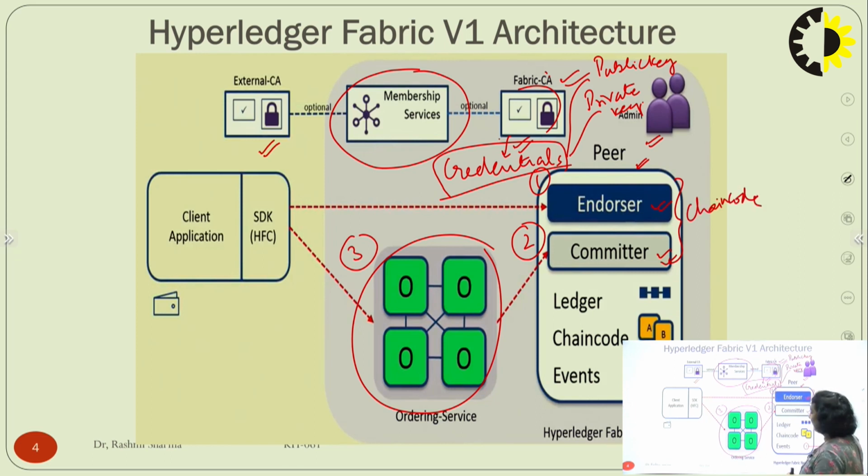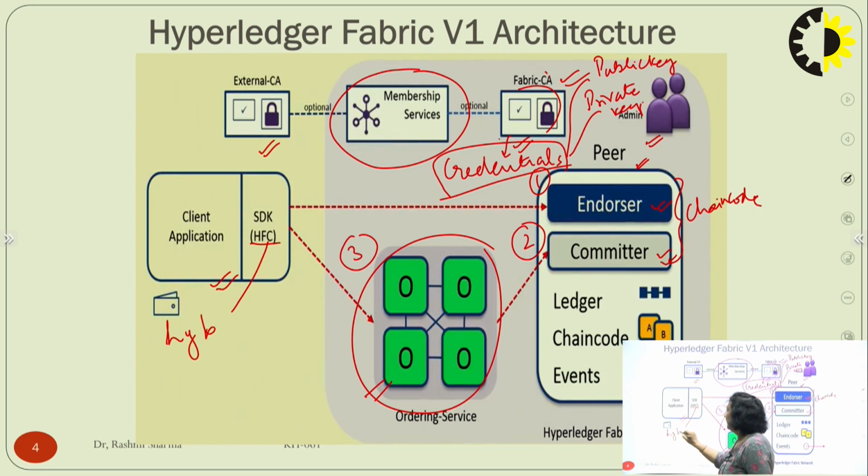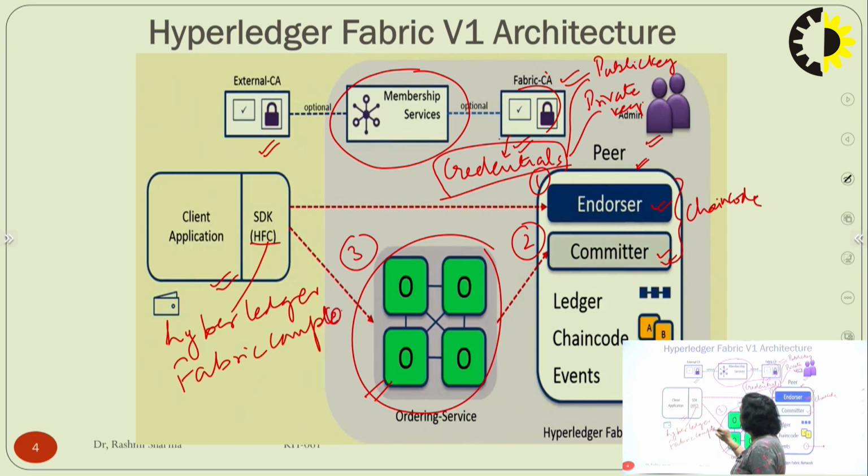You don't have any chain codes or business logic in the ordering services. How do you access these endorsers? Definitely it is through your SDK, and here SDK is the software development kit. Here HFC is the Hyperledger Fabric component or client, whatever you can call it.